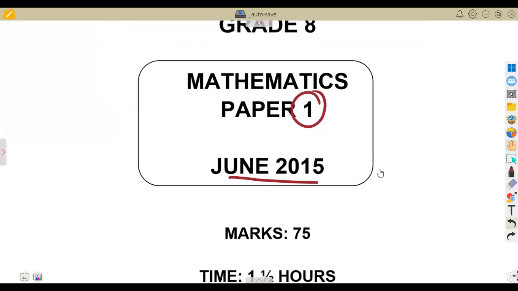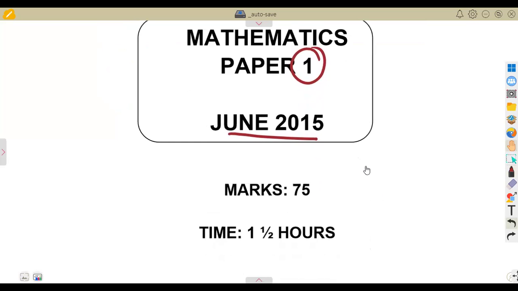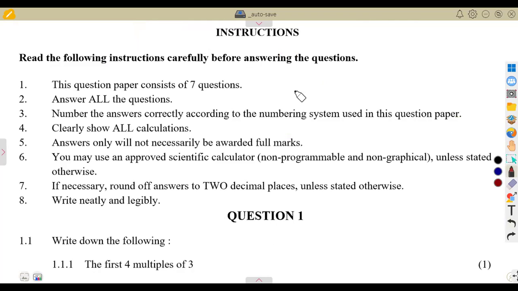So most of this part that we are having there, I want you to be very, very careful how to answer these questions. All right. So we were given a total of 75 marks, which is 1.5 hours. So let us see. The first part, you make sure you read your instructions. All right. Read the following instructions carefully before answering the questions.